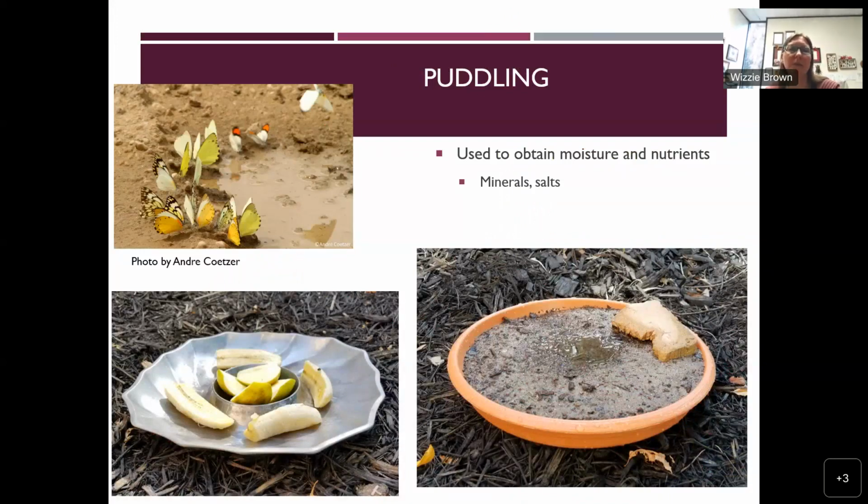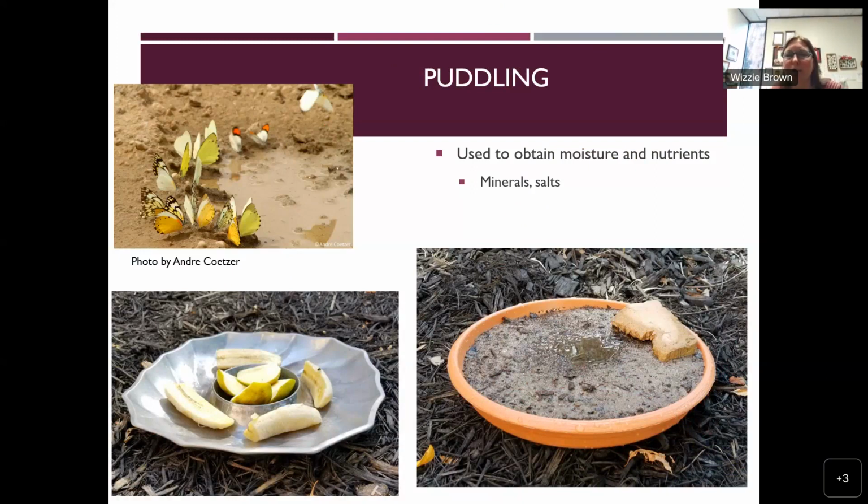Puddling is something that naturally occurs. This is typically done by male butterflies, and they will gather around a mud puddle and use that to obtain moisture and minerals and salts and other nutrients. So you can create a puddling dish instead of having an actual mud puddle in my yard.